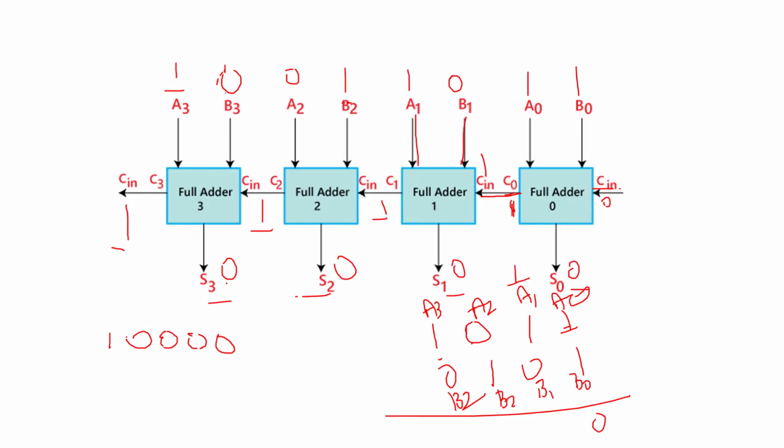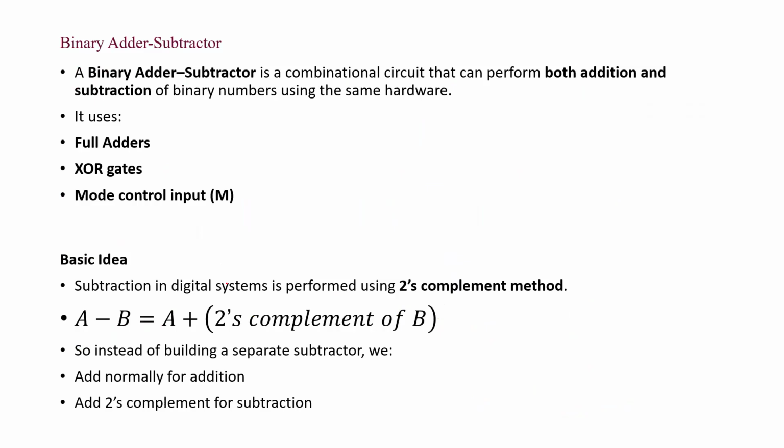Okay, next we are going to move on to the binary adder-subtractor. This is a combinational circuit that can perform both addition and subtraction of binary numbers using the same hardware. That is important. Here we are using full adders, XOR gates, and a mode control input, because it has to change the mode. M equal to 0 means it will do addition, and M equal to 1 means it will do subtraction, depending on the mode control.